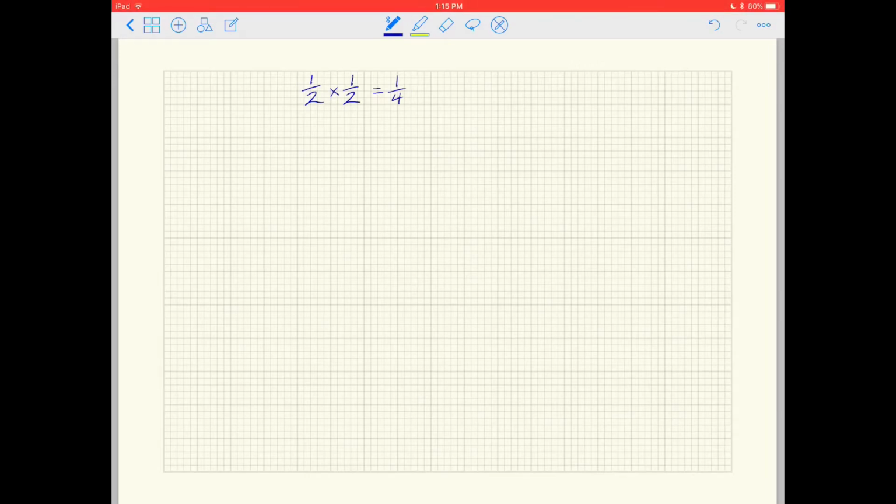Hey there. So we are multiplying a half times a half, and probably you know this is a fourth. Someone has probably told you that you just simply multiply the numerators, 1 times 1 is 1, and multiply the denominators, 2 times 2 is 4. But the question is, why does that work? Why do we just multiply everything?